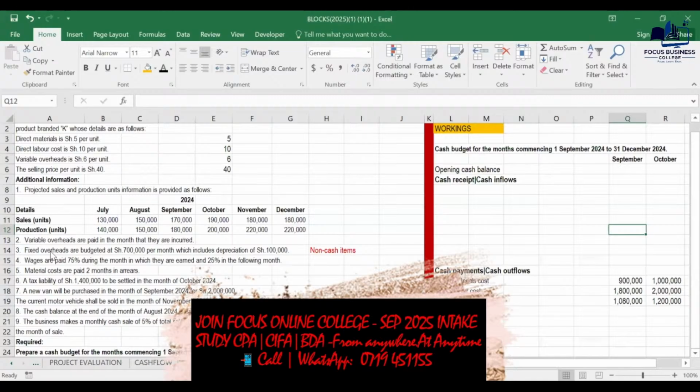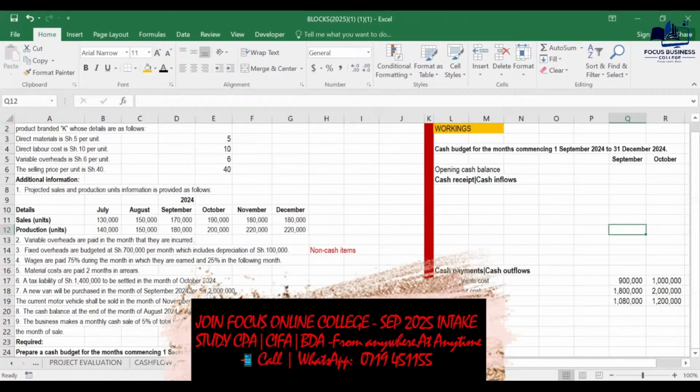So let's move to point number 3. And point number 3, we are told fixed overheads are budgeted to be sharing 700,000 per month, which include depreciation. So we have the fixed overheads. And in this case, are we told when these particular fixed overheads are paid? I think if you check on the information which we have here, the question is silent. If the question is silent, we will assume they are paid in the month they are incurred.